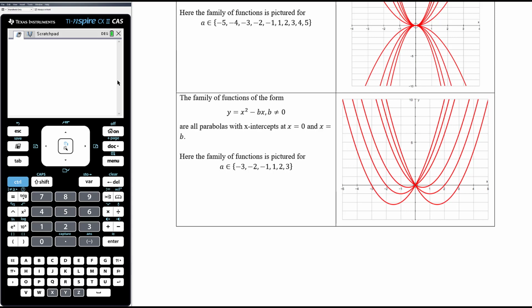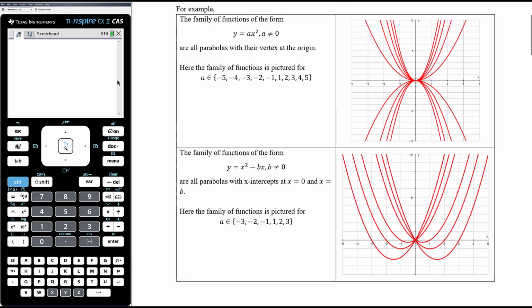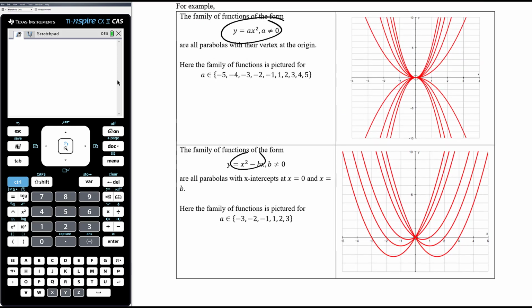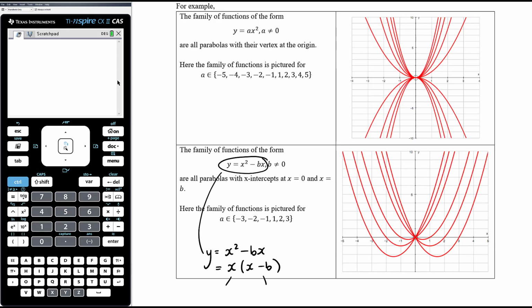They are all of the form y equals x squared minus bx. And again, b can't be 0, because otherwise it's y equals x squared, which is more of this family than it is of this family. If we think about y equals x squared minus bx, it has a common factor of x, so it's x times (x minus b), which means it would have two x-intercepts, one at x equals 0 and one at x equals b. And because b can't equal 0, it'll definitely always have two x-intercepts. One of them will be at the origin and the other one will be at whatever b is.